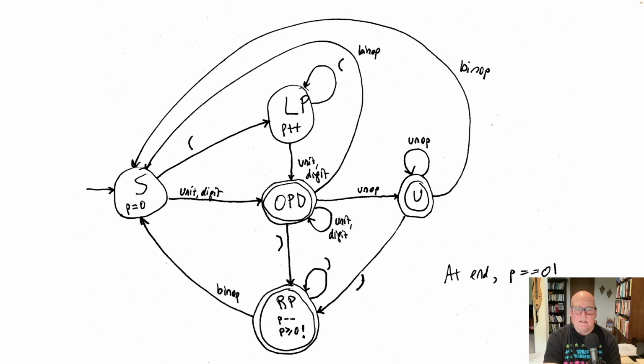And then inside the states, I put some actions to take when you enter the state. So actually P equals 0 is only on the outside. When you start the expression, parentheses start at 0. If you add a left paren, you add to it. If you add a right paren, you subtract from it. But it should never go negative. And at the end, you expect it to be 0 if they've balanced their parentheses.